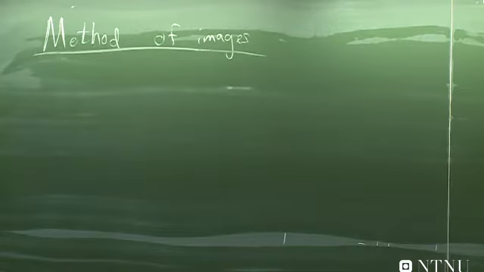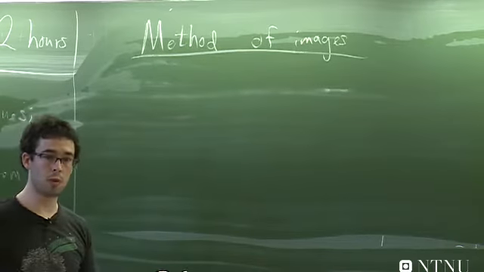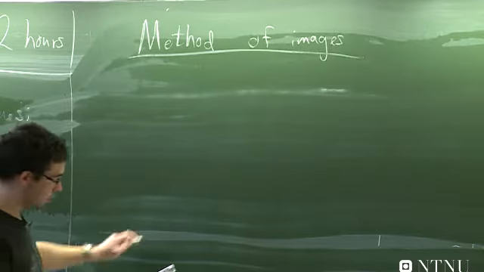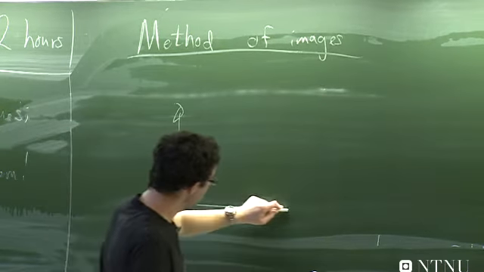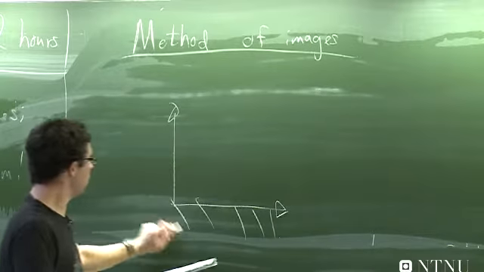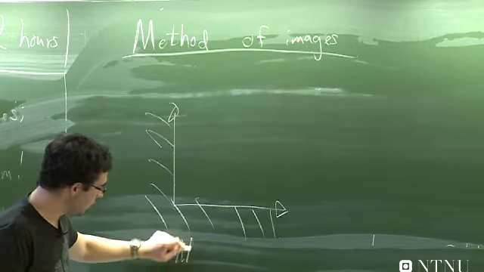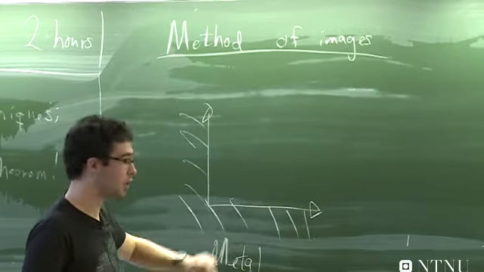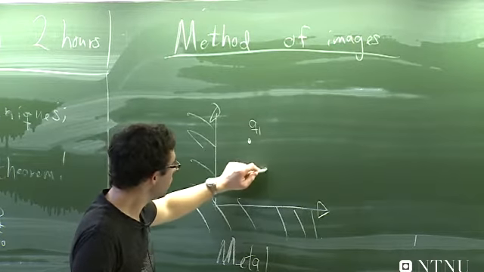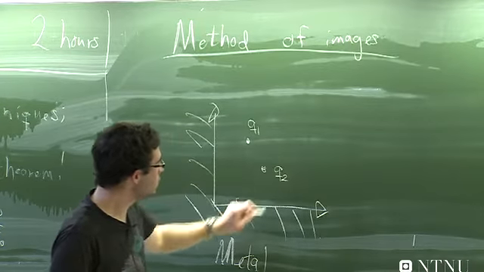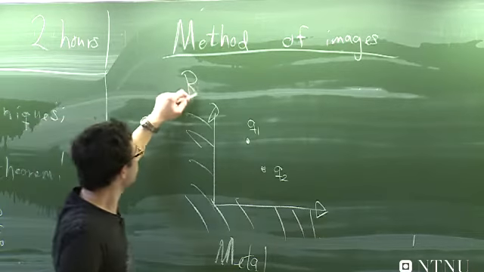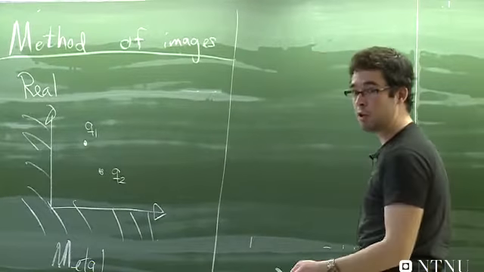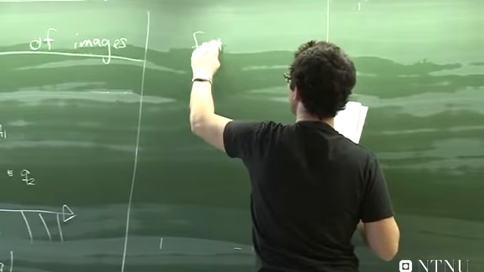And the method of images is basically that you have some real problem that you try to solve by thinking of an equivalent image problem. And by that I mean, if you have, let's say, the following case, where the simplest case is having a metal, and say some point charges in this region here. So if I have Q1 and Q2, let's say, this is the real problem. And then the equivalent image problem is as follows.